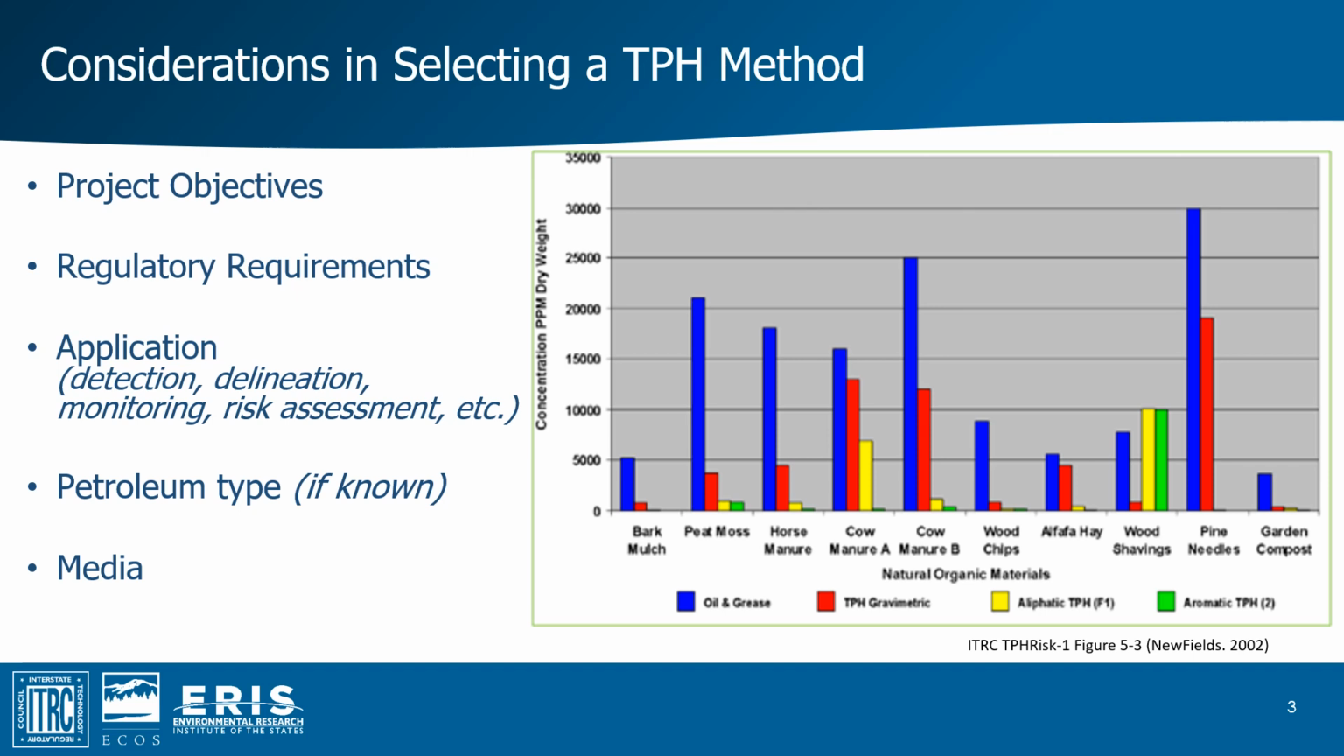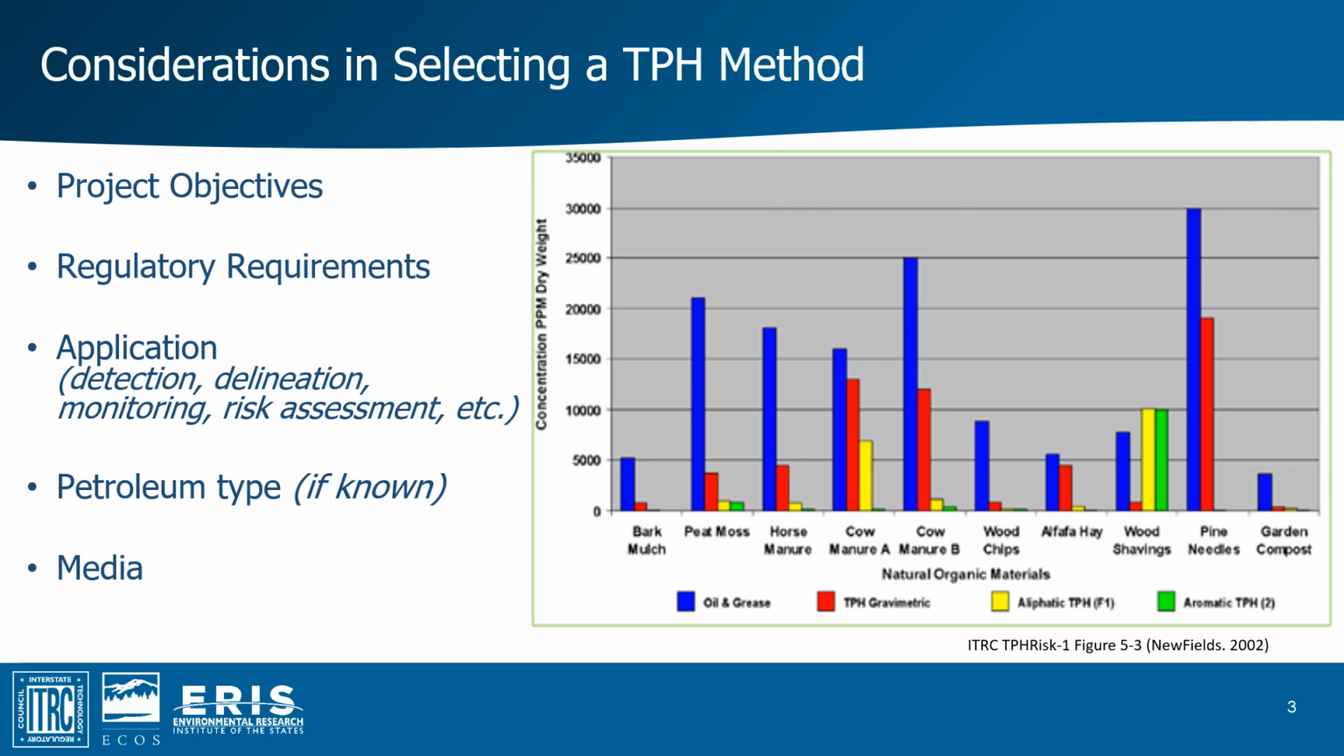Also, certain methods should not be applied to every medium. Since TPH is a method-defined parameter, results should always be reviewed in the appropriate context. Looking at the chart on the right side of the slide, you can see an example of a number of non-petroleum materials that were analyzed by 4 different TPH methods with widely varying results. Given the potential variability in results, methods should be selected to fit the project goals and be cost-effective.